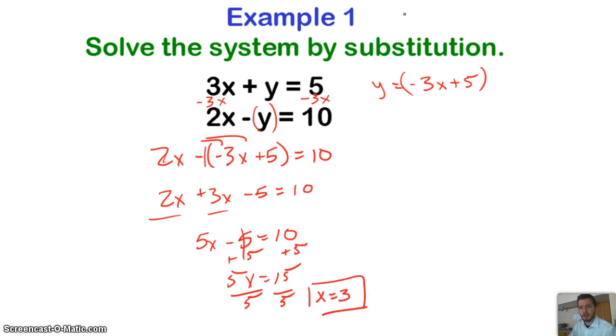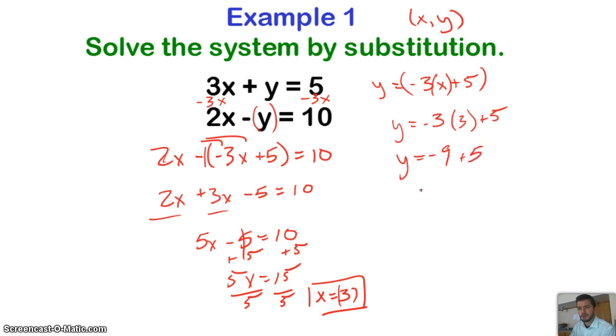And that's the first part. Now, we know that our answers are x comma y, so we can't just stop after x. We've got to find the other side. I'm going to take the x, the 3, and plug it in right here. So y equals negative 3 times 3 plus 5. Negative 3 times 3 is negative 9, plus 5, so y equals negative 4. So there you have it. I found my ordered pair where these lines cross: 3 comma negative 4.